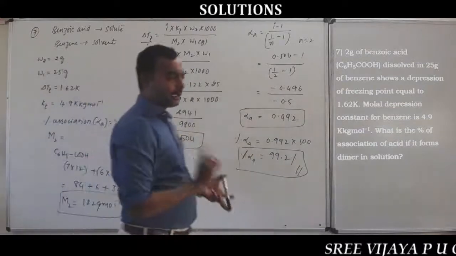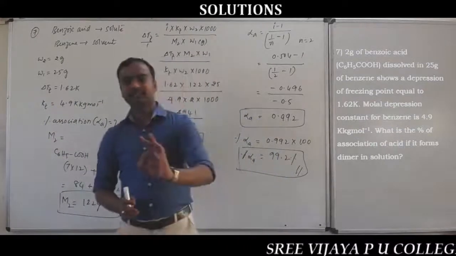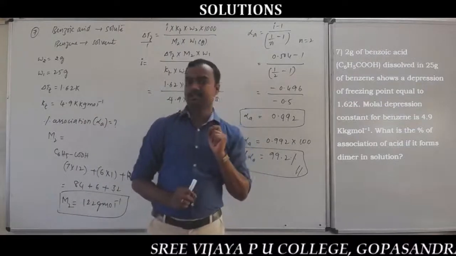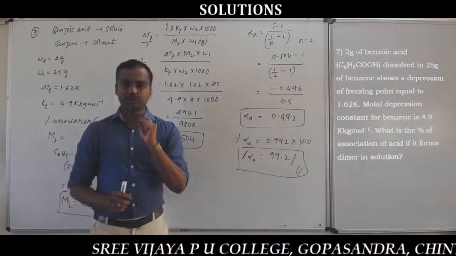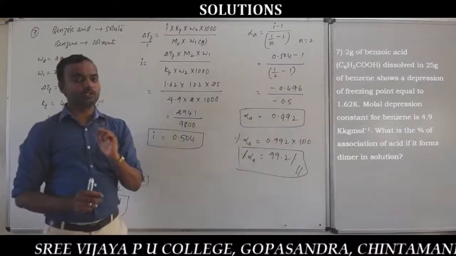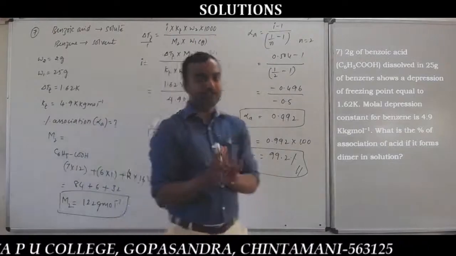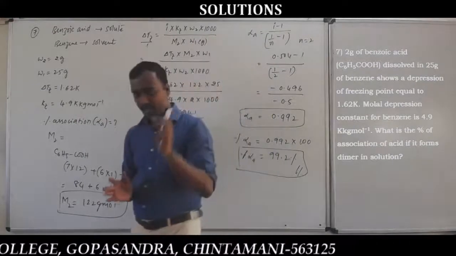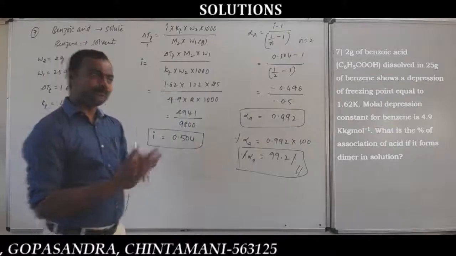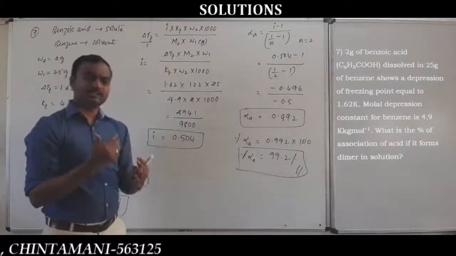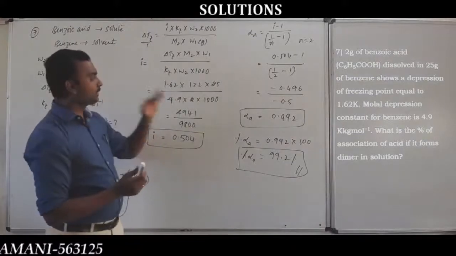So, whether it is degree of dissociation or degree of association, you should calculate the van't Hoff factor first. To calculate the van't Hoff factor, you have to use the modified equation of colligative property. Your problem is on colligative property, and the modified equation is obtained by introducing the factor i. So first you have to find out i, then you can calculate the percentage of association. So that's about the problem number 7.